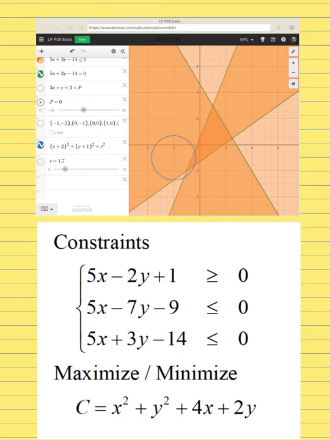Now we can answer the question. The maximum value of c is 20 and the minimum value of c is -3 and 9 over 29.